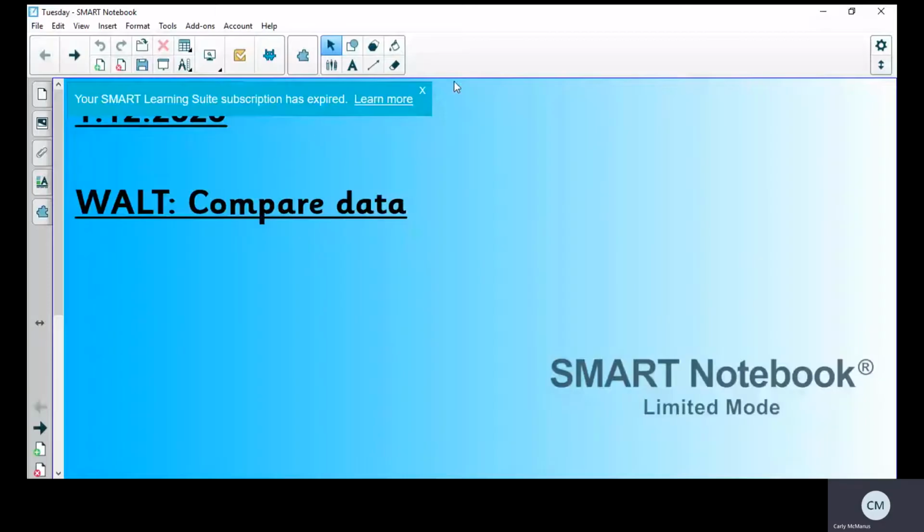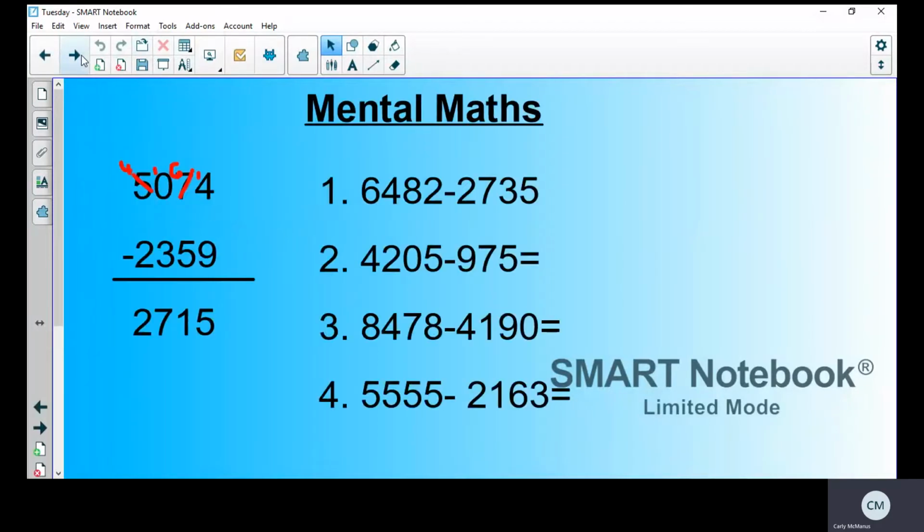So today, pair data. We're going to look at different pictograms and graphs, and you're going to answer some questions on the data that's there. Before we do that, there's some mental math questions for you to do. So I suggest you pause the screen now or in a minute and do these subtractions using the column method, just to go through subtraction with you again.